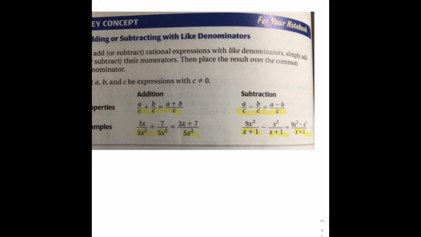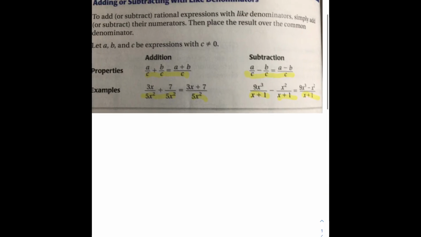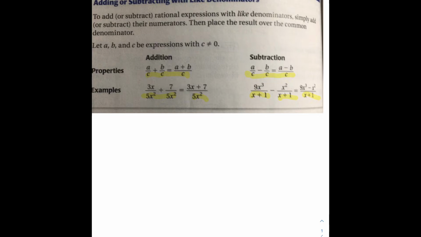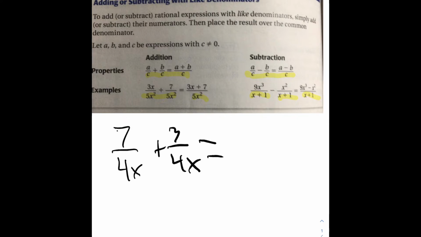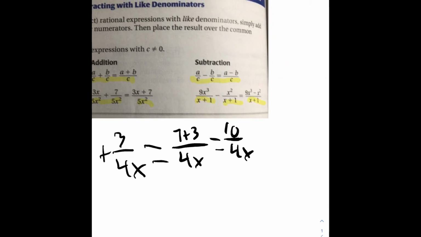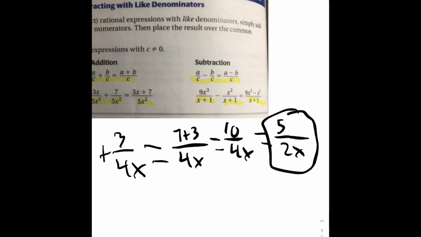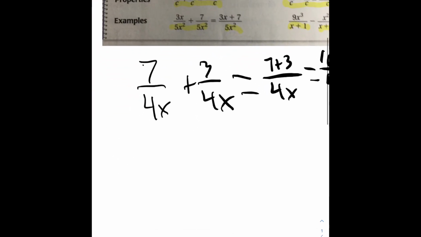So a lot of what we're going to do is figure out how do we get that common denominator? But if you are given common denominators, it's rather easy. You add the numerators, you keep the denominators the same. So 7 plus 3 over 4x, 10 over 4x. And then I just want you to think, can you divide or simplify anything from 10 and 4? Yes, they both have a factor of 2. So your final answer would be 5 over 2x.